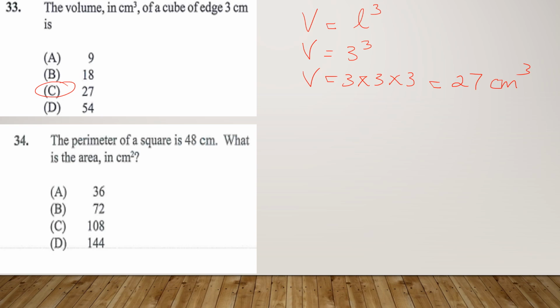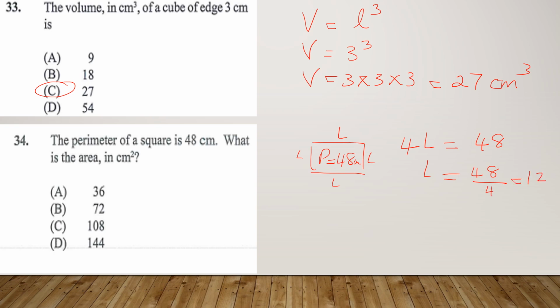The perimeter of a square is 48 centimeters. What is the area in centimeters squared? So the perimeter 4L equals 48. Because remember, we add up the 4 sides, which is the same thing as multiplying one side by 4. So L would equal 48 over 4, which is 12.